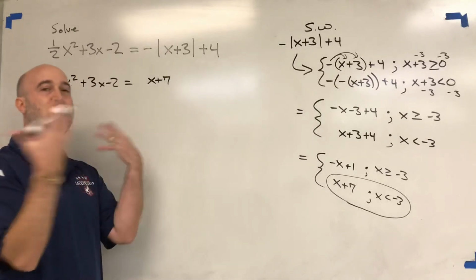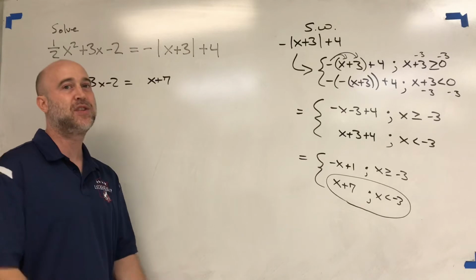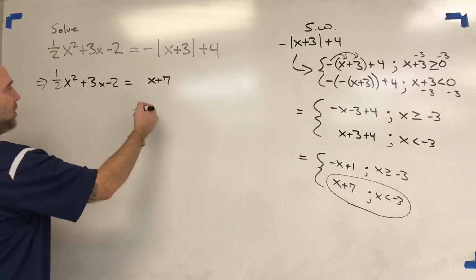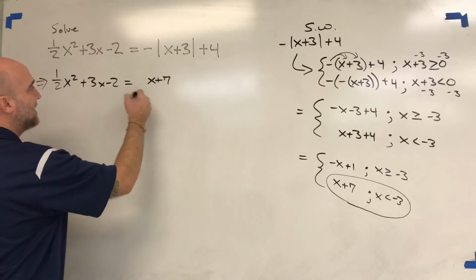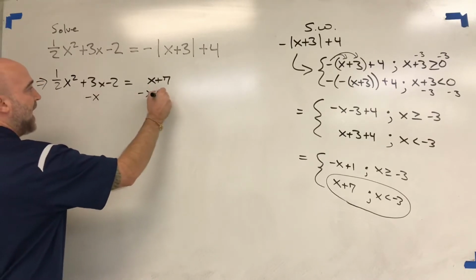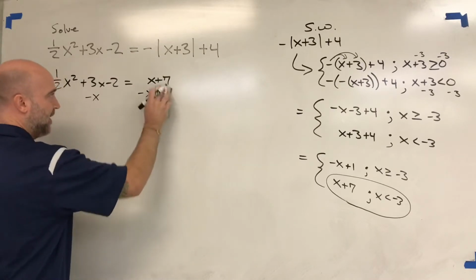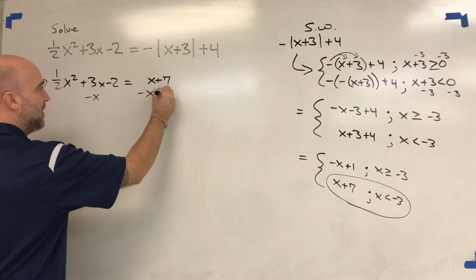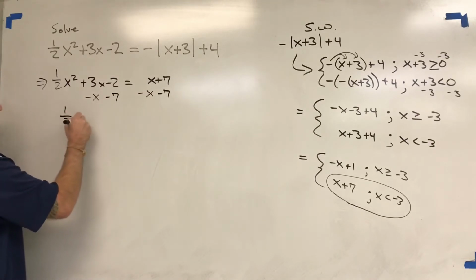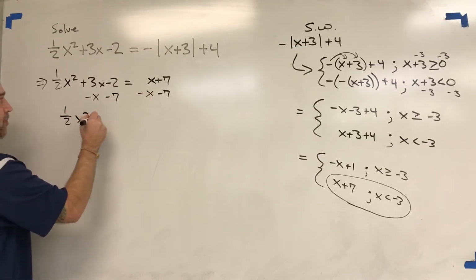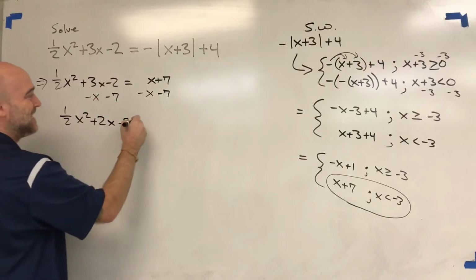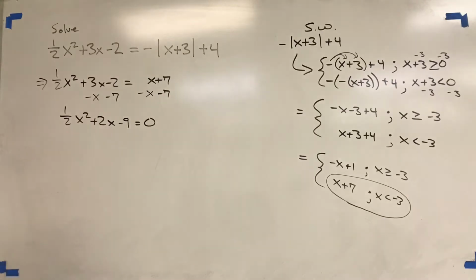So we move everything to one side, and we're kind of using the zero product property on this. I'm going to move everything to one side. I can do it all at once. I'm going to minus x to both sides, and I'm going to subtract 7 from both sides. So this side now becomes 1/2 x squared plus 2x minus 9, and that equals 0.